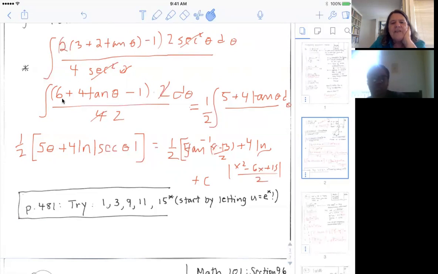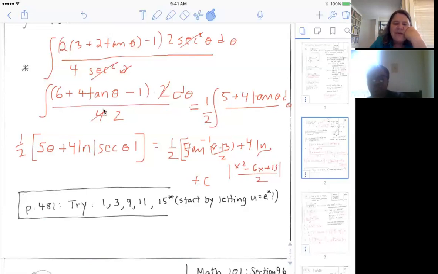Okay? Simplifying a little more, 6 minus 1 is 5. So I get 5 plus 4 tangent theta. I don't want that 2. There's a 2 down there, but I'm going to bring it out as a half. This makes things look better. That's a d theta, in case you're wondering. I ran out of space. Okay, so 1/2, 5 plus 4 tangent theta.